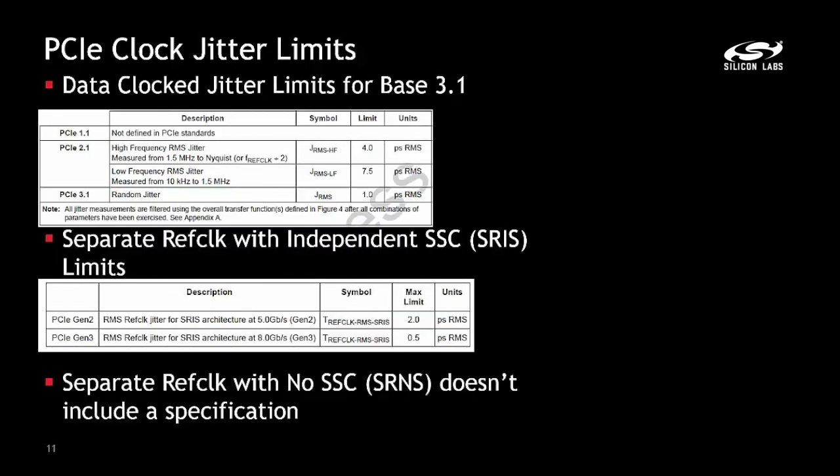On this slide, we have the jitter limits for the PCI Express base specification 2.1 and 3.1 data clocked and separate clock architectures. Please also note that the SRNS, which is the separate ref clock with no spread spectrum, does not include a specification at this time.